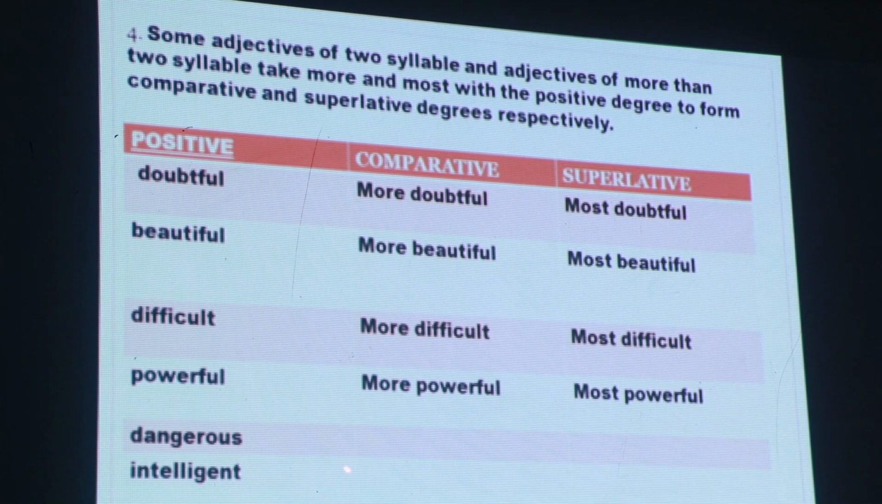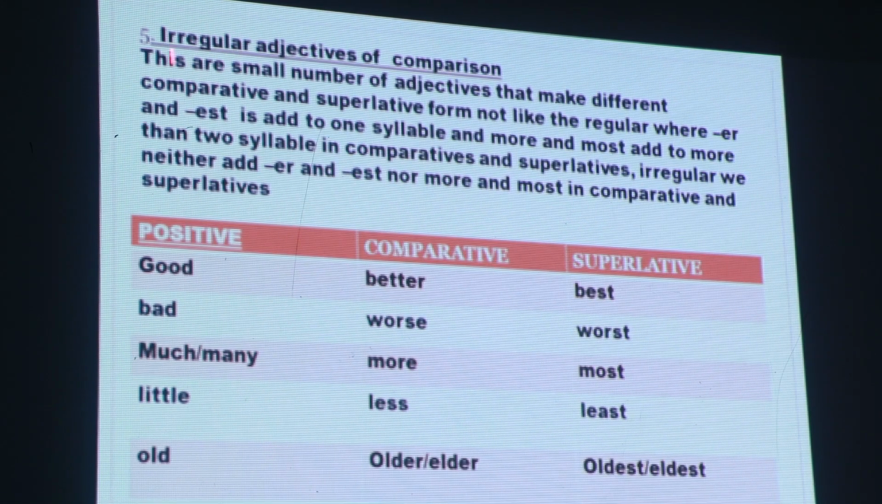Dangerous, that's 3 syllables. You're going to add more to the comparative. It's going to be more dangerous, and the superlative is going to be most dangerous. Let's go to the next slide. The next slide is irregular.